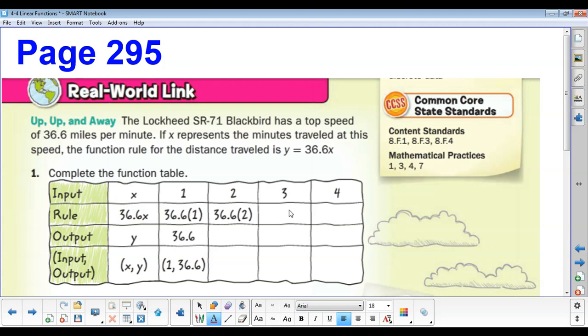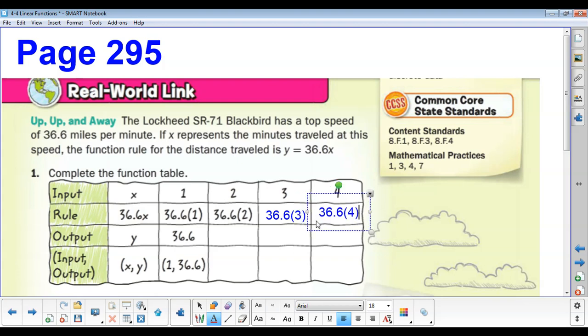Okay, so filling out our table, I'm going to go ahead and start with evaluating the rule. Notice that where they're getting these numbers from is they're replacing x in the 36.6 times x with the different x values in the table. So we're going to have 36.6 times 3, and then we're going to have 36.6 times 4.